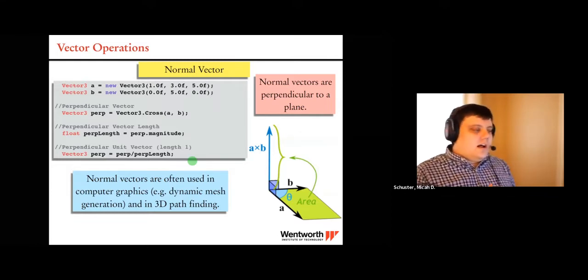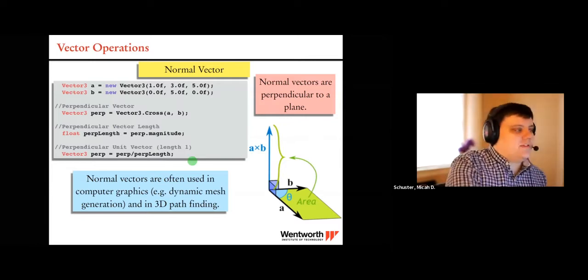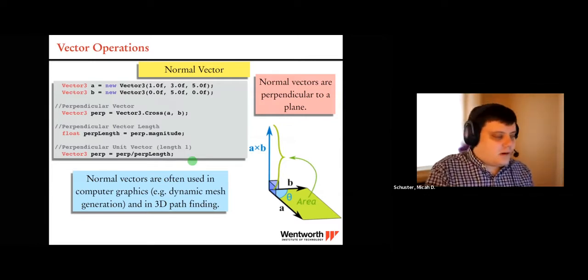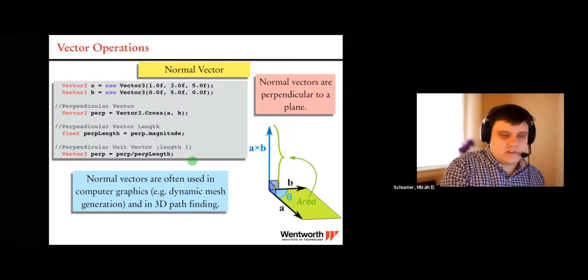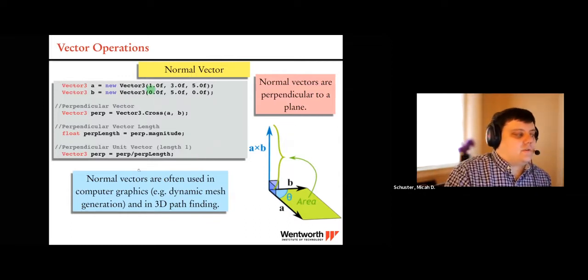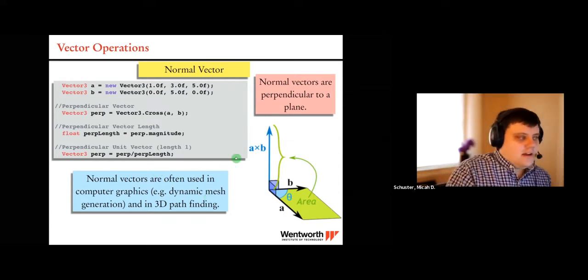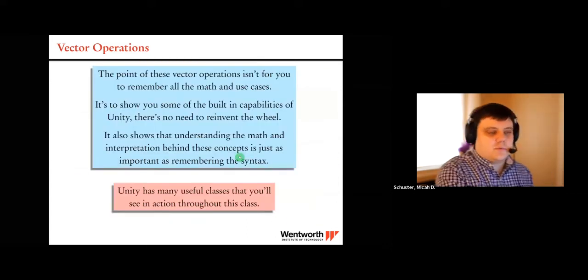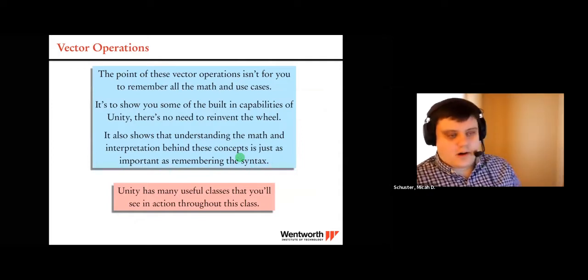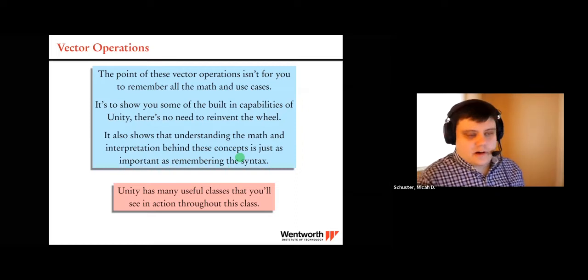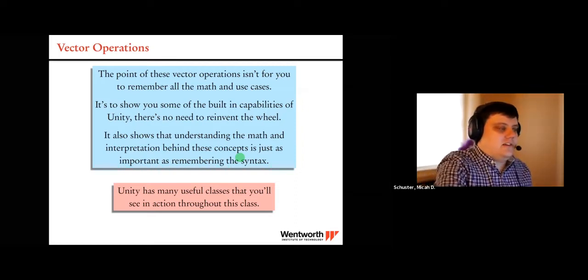So if you haven't messed around with normal vectors before, that's fine. We're not necessarily going to be having to use a bunch of this stuff as we're working on our games, but these are where vectors are very important. The purpose of me talking about this stuff isn't for you to remember all the math behind these things, to say that, oh, I need a normal vector, so I need to do a cross product. You don't necessarily need to remember that. You don't need to remember the use cases for these.